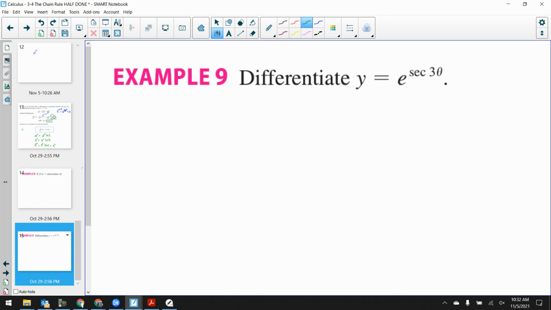e to the secant 3 theta. Okay, this is actually a chain within a chain. This is a chain rule within another chain rule. Let me show you how. If I wanted to find the derivative of this, I have to start with my base, right? What is the derivative of the base? What is the derivative of e to the secant 3 theta?